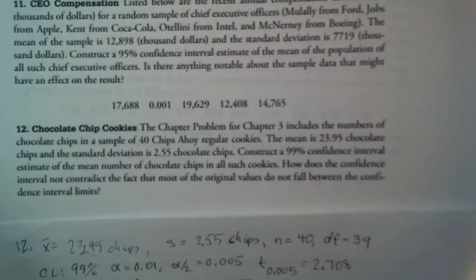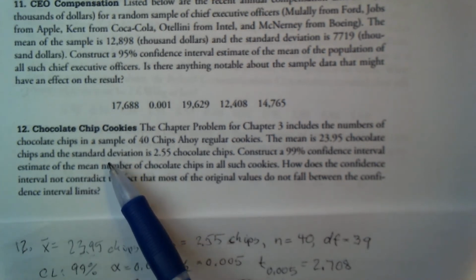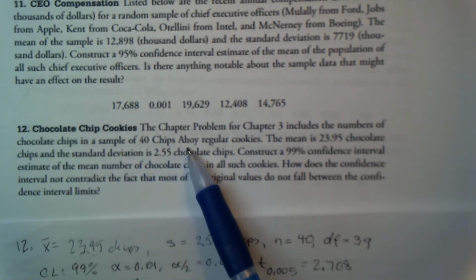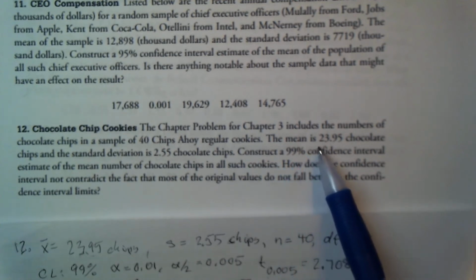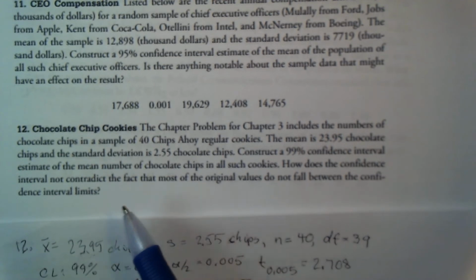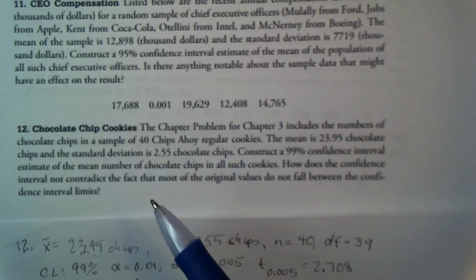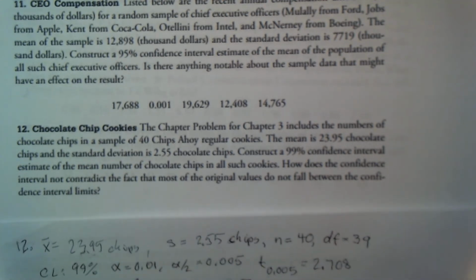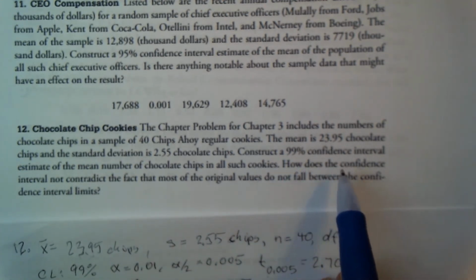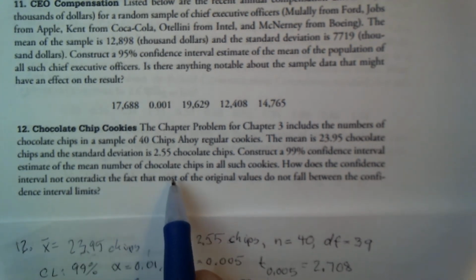Continuing with section 7.4, let's look at an example which appeared earlier, the one with the chocolate chip cookies. Here we have a sample of 40 chocolate chip cookies, and the mean number of chocolate chips is 23.95, and the standard deviation is 2.55 chocolate chips. We are supposed to construct a 99% confidence interval to estimate the mean number of chocolate chips in all of such cookies.